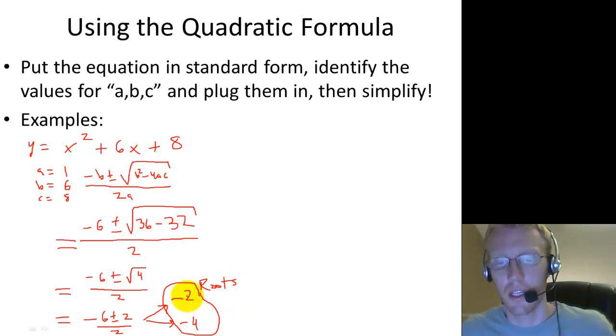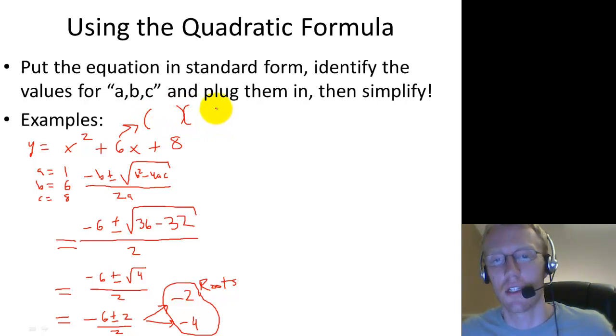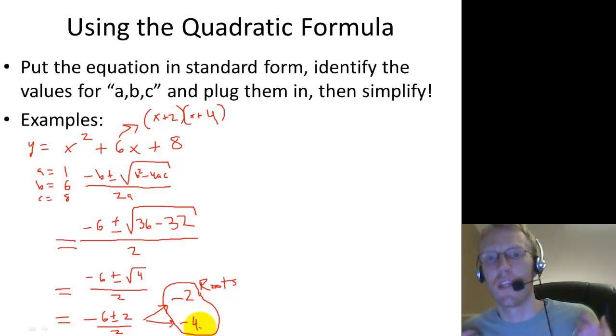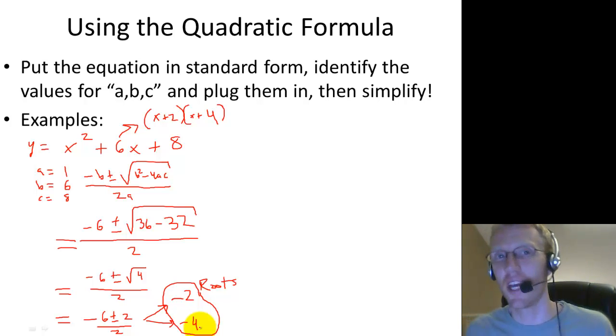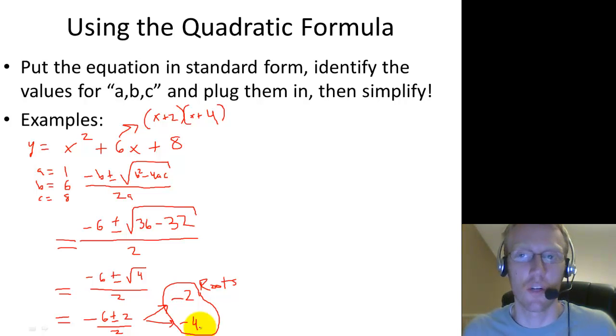The coordinate points would be negative 2, 0 or negative 4, 0. Now alternatively, we could have factored this and we could have gotten x plus 2 times x plus 4, and we could have seen right away that the roots are negative 2, negative 4. So the thing with the quadratic formula is you want to try to factor the expression first if you can, and only if you've tried to factor it and you can't get it should you resort to the quadratic formula.